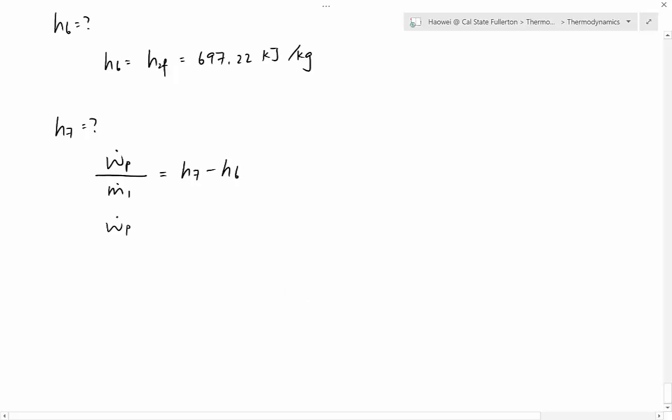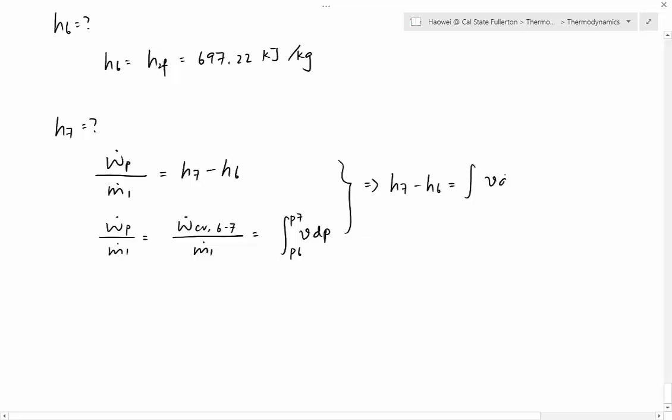The second equation is m dot p over m dot 1, which is equal to the control volume work for process 6 to 7, divided by m dot 1. And we know this can be calculated by the integral of nu dP from P6 to P7. Those two must be equal, so H7 minus H6 is equal to the integral of nu dP, P6 to P7.